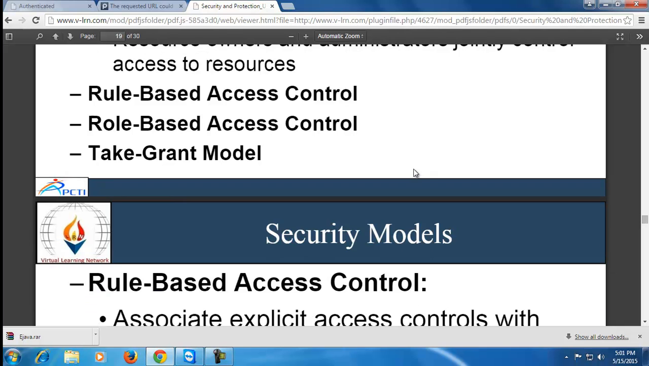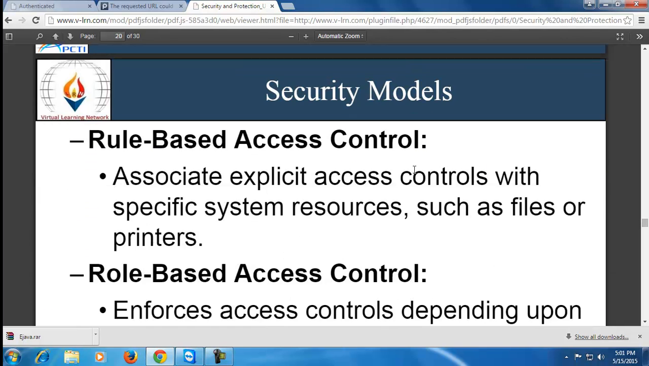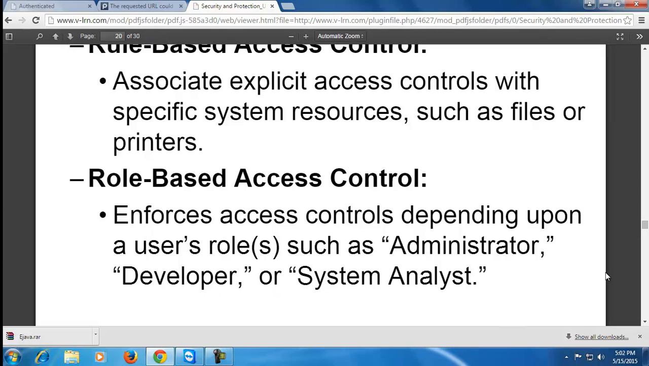Next is the security model, in which there are two types that mainly work: rule-based access control and role-based access control. Rule-based access control represents the set of rules and the specific sequence of operations which can be performed on a particular file. Role-based access control represents who is the developer, who is the system analyst, and who is the administrator, with their rights and access already mentioned: how they will access, and how much right they have to apply changes and perform operations in that particular file.